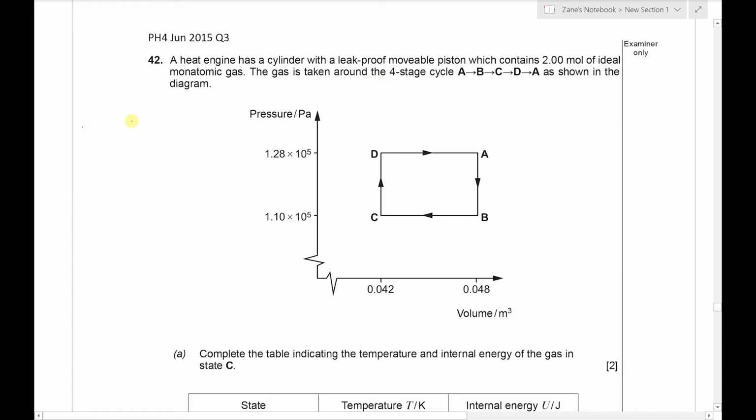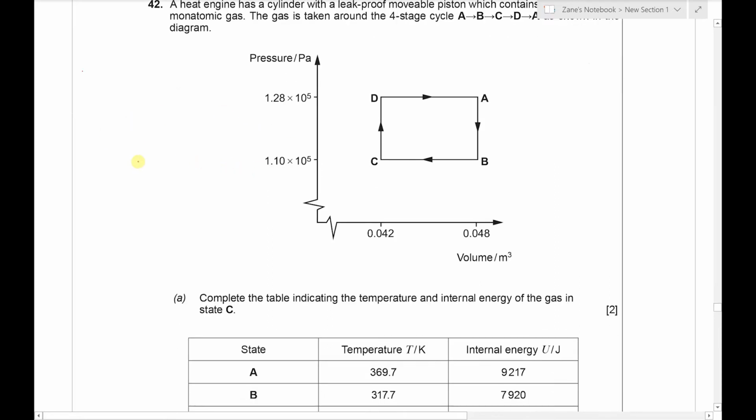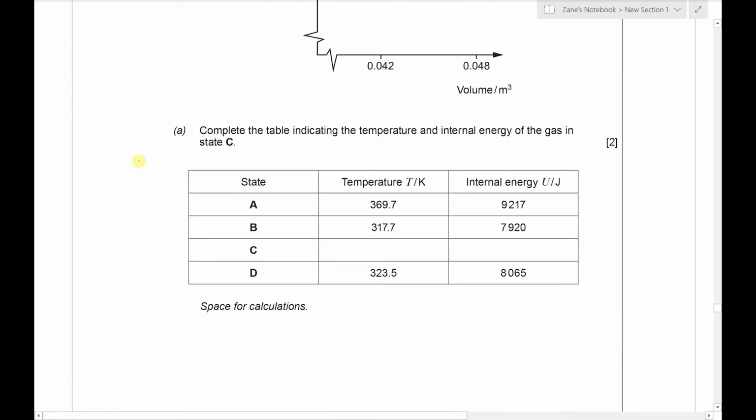It's taken through a cycle from A to B to C to D to A as shown in the diagram, where we've got various pressures and volumes. And we've got to complete the table to show the temperature and the internal energy of the gas in state C. So we've got pressures, volumes, and a number of moles, so we can simply rearrange PV equals nRT to give T as PV over nR.